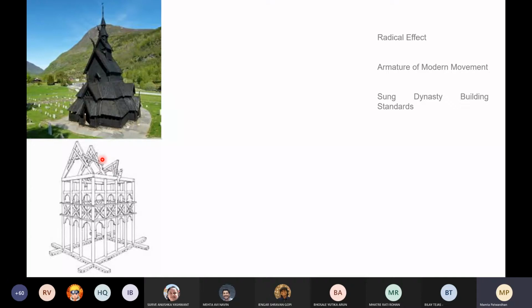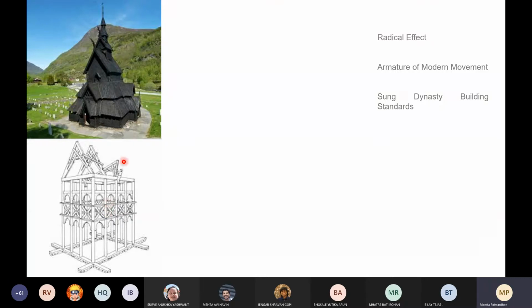Now, the example here that you see, the first kind of outstanding example was the building standards set by the Sung dynasty. Okay, not very heard of, not very prominent, but they were the first to create a building standard which spoke about using skeletal frameworks, right? But this sort of didn't create a lasting impact on this development of this kind of building technology, right?